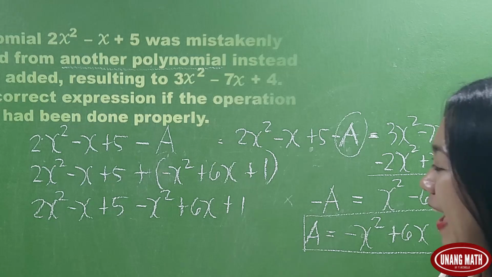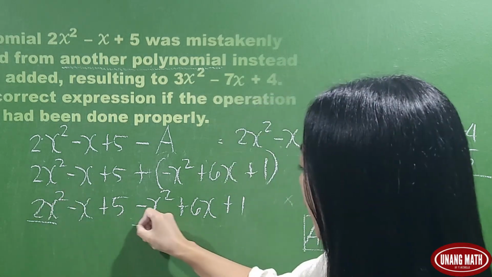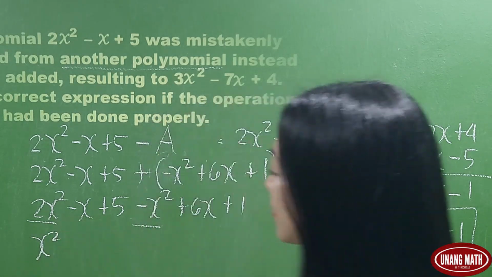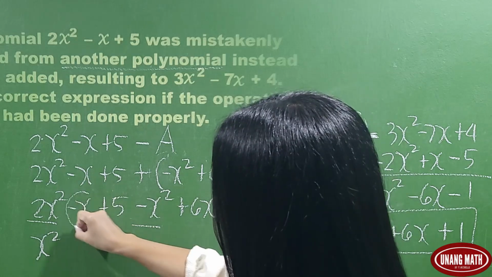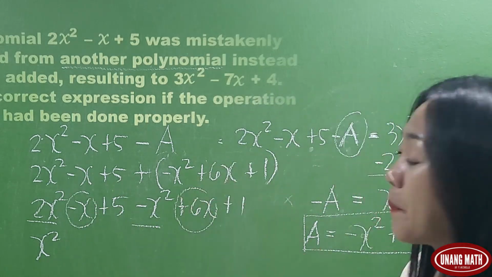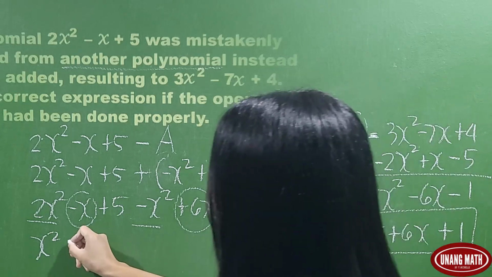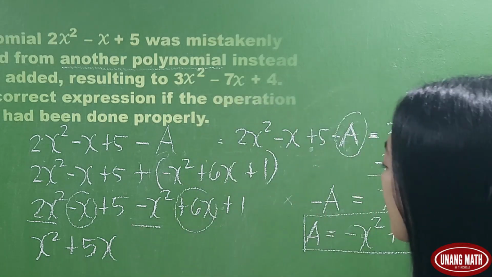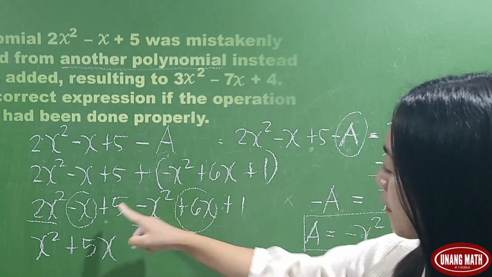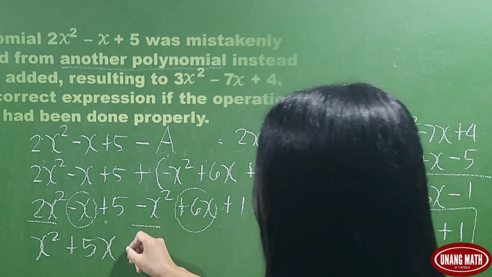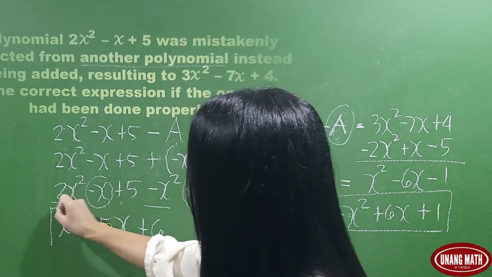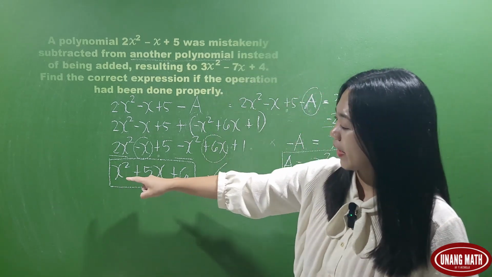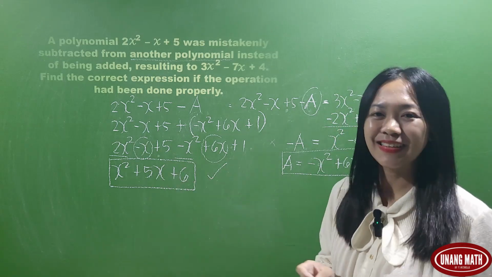Okay, let's combine like terms. 2x squared minus x squared, that would be equal to x squared. Okay, next would be negative x plus 6x, that is 5x. So this is plus 5x. And we have here 5 plus 1, then that's equal to 6. So this is plus 6. So this is now the correct expression. So we have x squared plus 5x plus 6.